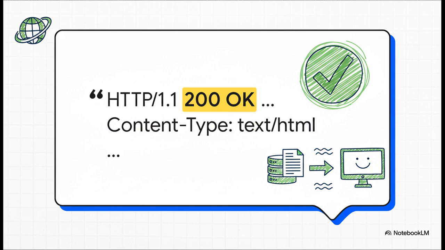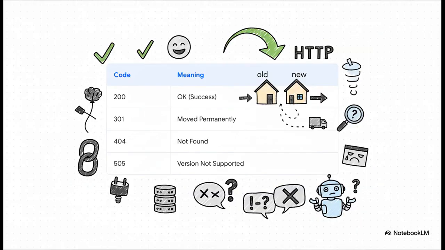That's the server saying, you got it, success, here's the file you wanted. Then it just gives a few details like what kind of file it is and how big it is, and then there's the actual content of the file itself. Now, 200 OK is the one you always want to see, but there are others you've probably run into.